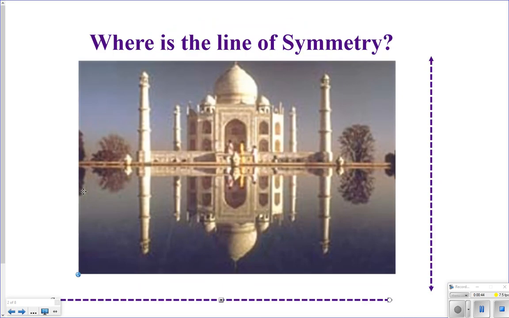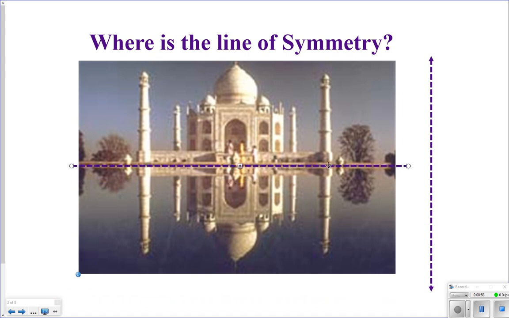Here we have a question: where is the line of symmetry? Search with me about the line of symmetry. Yes, this horizontal one is a line of symmetry. Why? Because if you put it here, as I put it, the up part is exactly similar to the down part. So this line is called the line of symmetry.